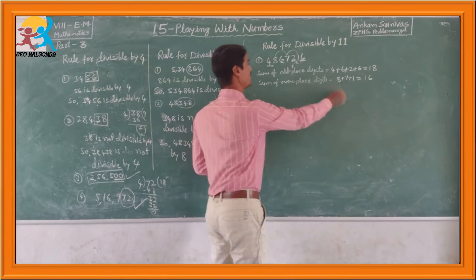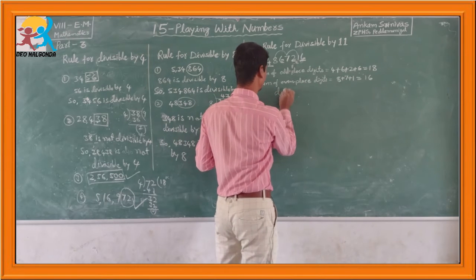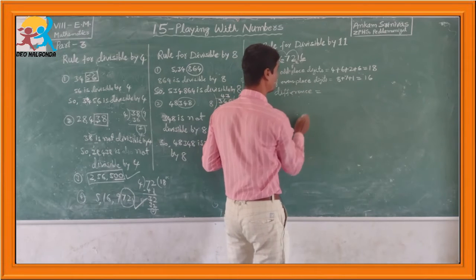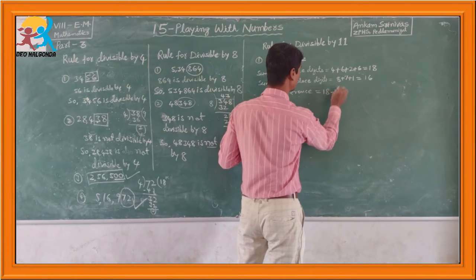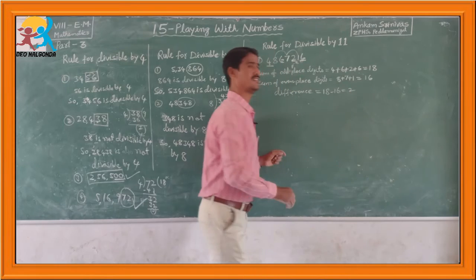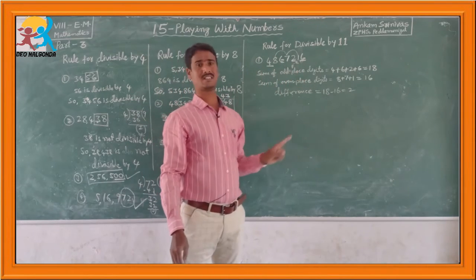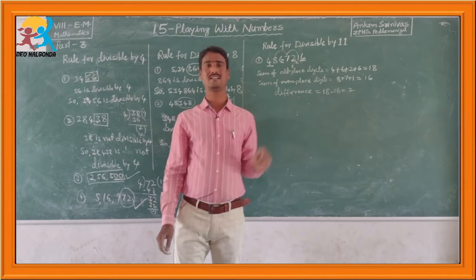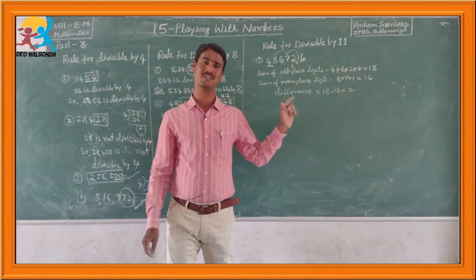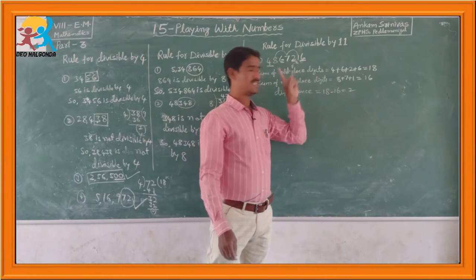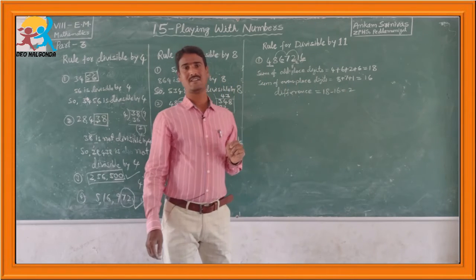Find the difference between them. Difference is equal to 18 minus 16, which equals 2. If the difference of these two place values is divisible by 11, the given number is also divisible by 11. Here 2 is not divisible by 11.